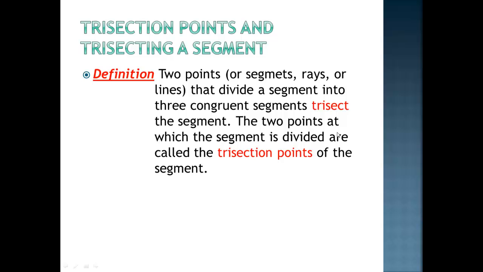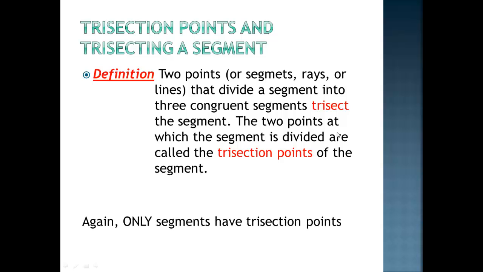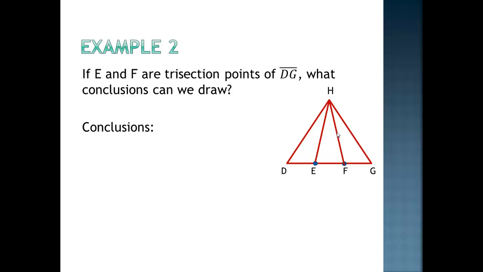So, with a bisector, there's 1 point and 2 congruent parts. With a trisector, there's 3 points or lines or rays or whatever. And so 2 points and 3 congruent parts. Again, only segments can have trisection points. Okay, so if E and F are trisection points of segment DG, what conclusions can we draw?